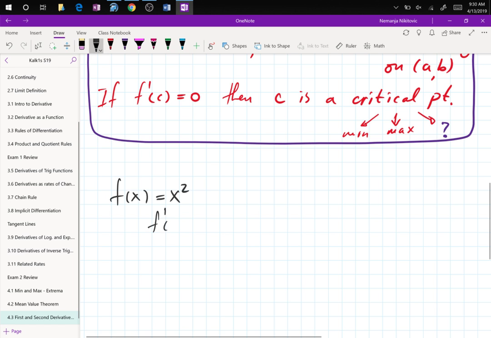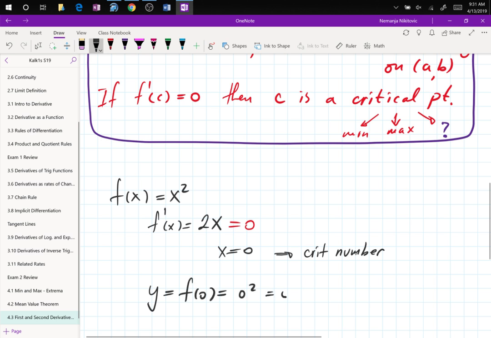So we start with f prime of x equals 2x, and we set this equal to 0 to find critical points. So x equals 0 is what we call the critical number. And then we plug that in to get the y value. So f of 0 is 0 squared, which is 0. So now we have (0, 0), which is the critical point.